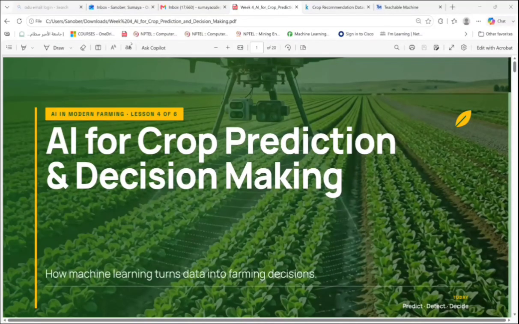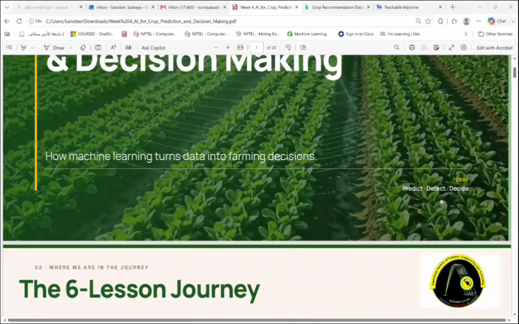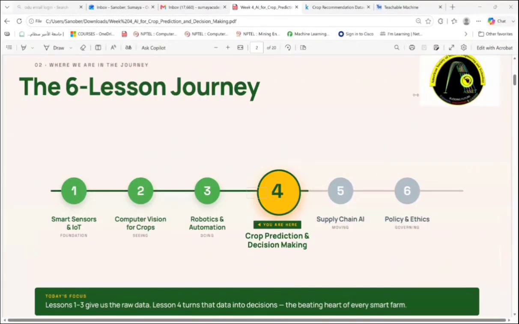How can we predict? How can we deduct something? How can we decide based on the information that we gain? Right? So if you see over here, this is a 6 lesson journey. This diagram shows how the different technologies in this course work together.